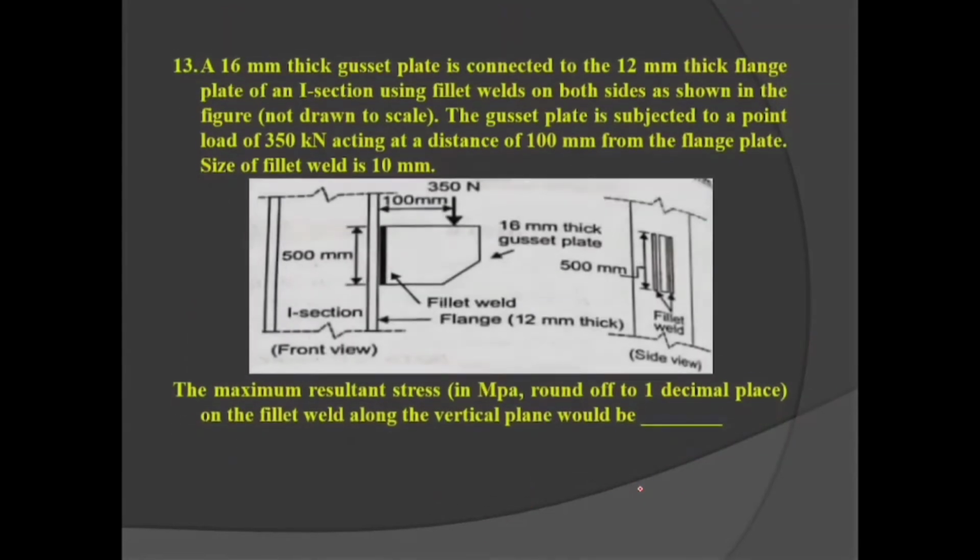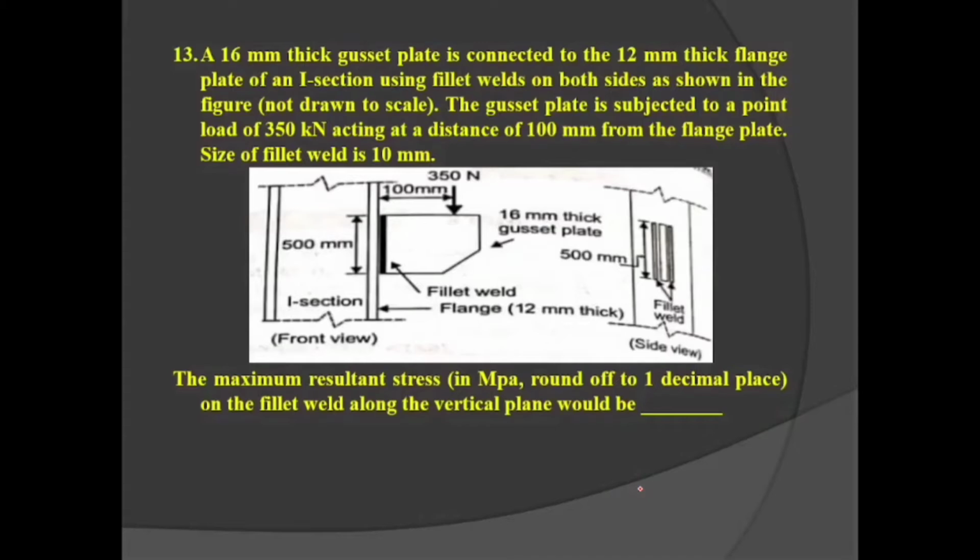Now our question number 13 is a very important question. It is basically a design question. A 16 mm thick gusset plate is connected to a 12 mm thick flange. Actually, my dear students, this type of question we had discussed in our theoretical discussion. So here initially we have to calculate the value of the direct shear stress. Our step number 1 is to calculate the value of direct shear stress. Q is equal to, as we know, P divided by 2HT.